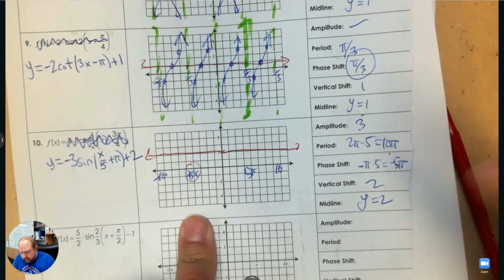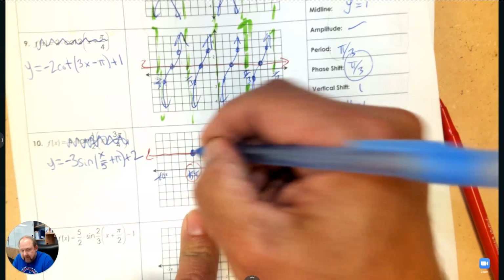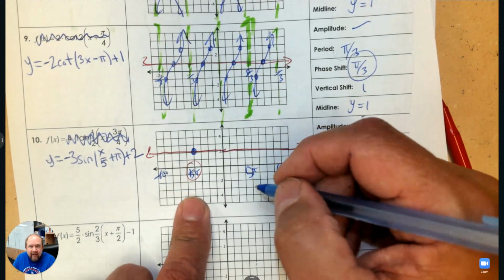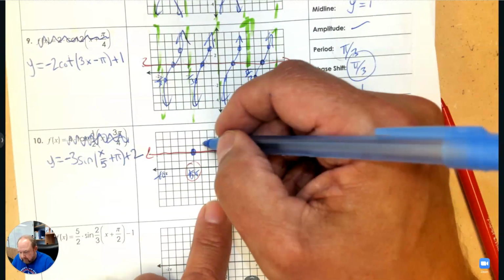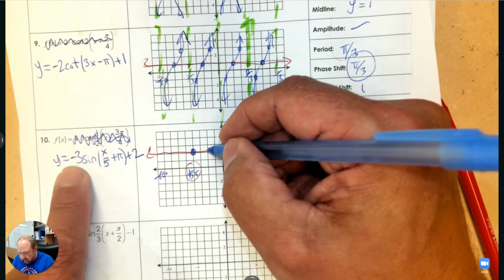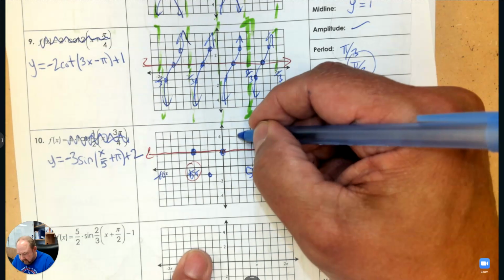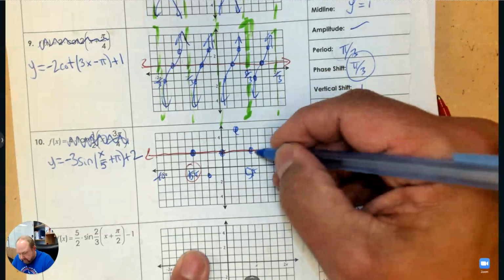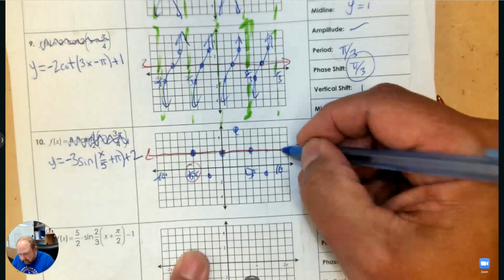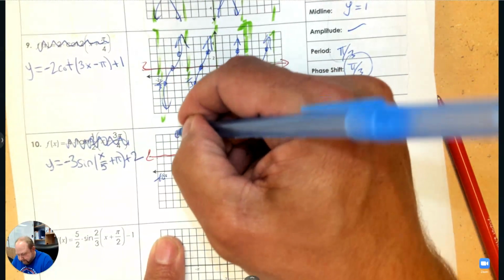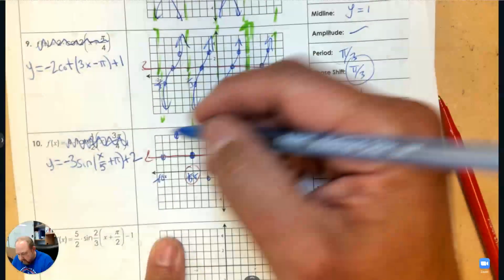So at the phase shift, sine starts at the midline right there in the middle of the wave, and then the next one, because it's negative, the next one's going to go down 3 from the red line, and then back to the middle, and then up 3, back to the middle, down 3, back to the middle, and you have your wave.